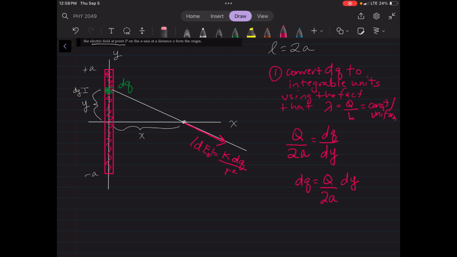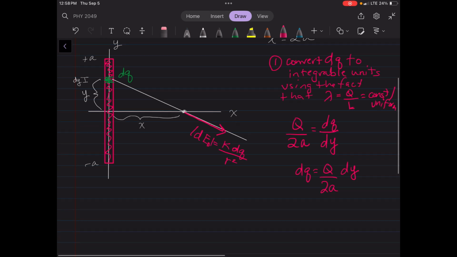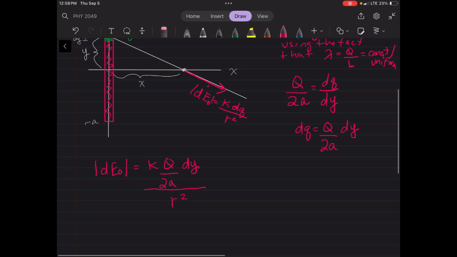So now I can substitute that into my expression for dE, right? The magnitude of that vector right here is k. I substitute my dq, which is big Q over 2a dy, and all of that is over r squared, okay?